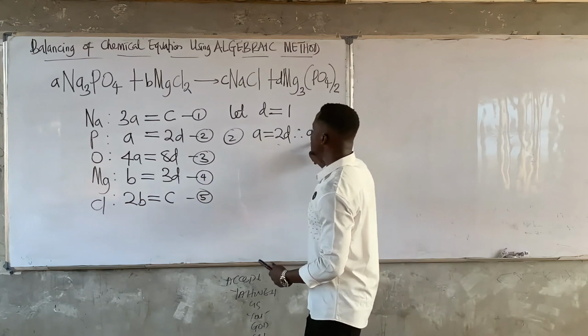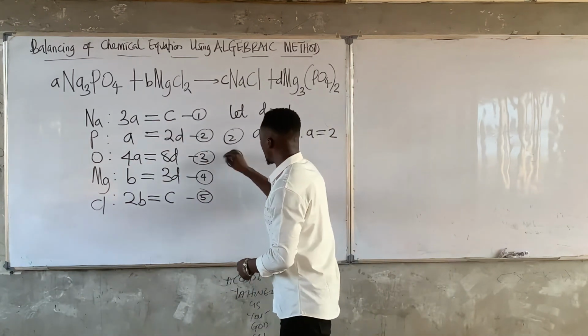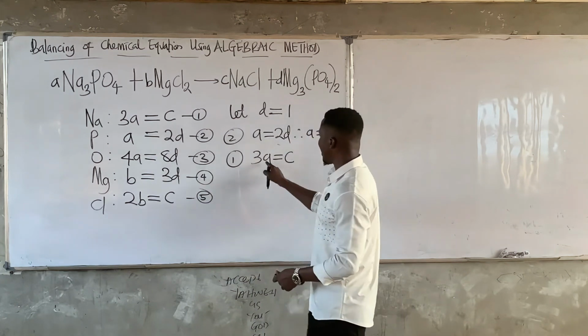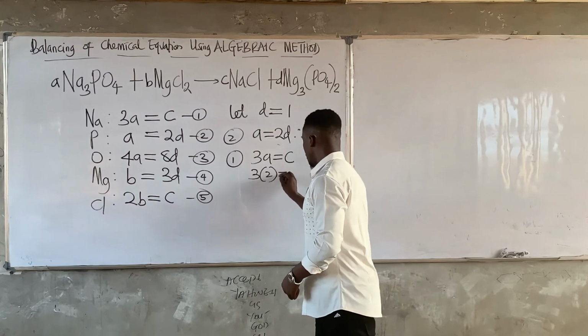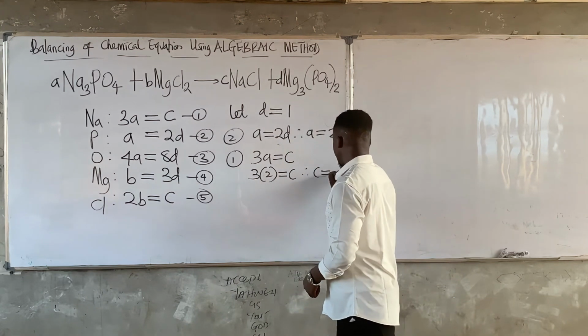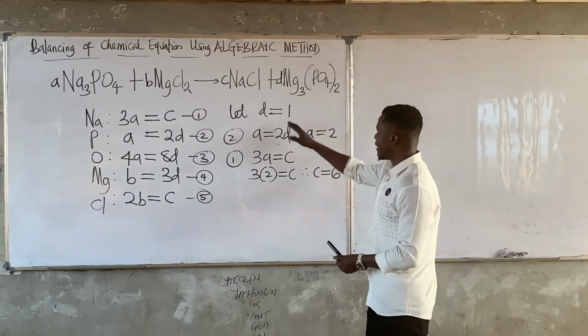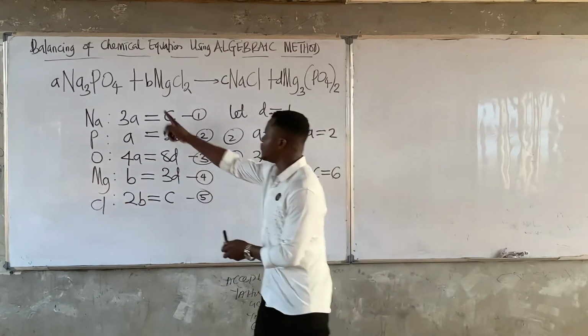Now that I have my A, I can get my C from equation 1. From equation 1, 3A equals C. Anywhere I see A, I put 2. So this becomes 3 into 2 equals C. Therefore, C equals 6. I have my A, which is 2, my D, and my C. What is left for me to get is now my B.